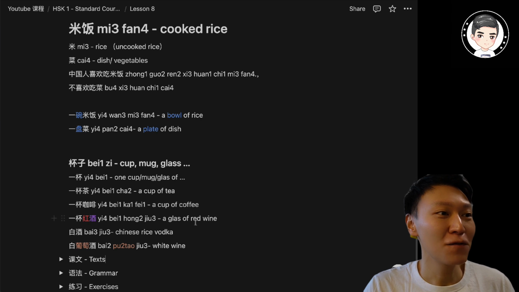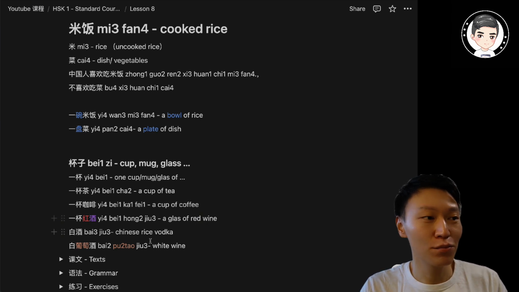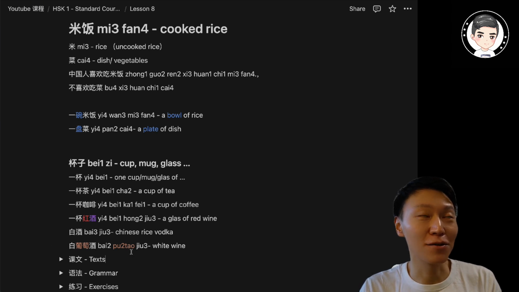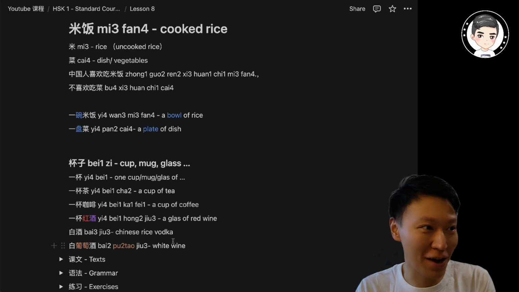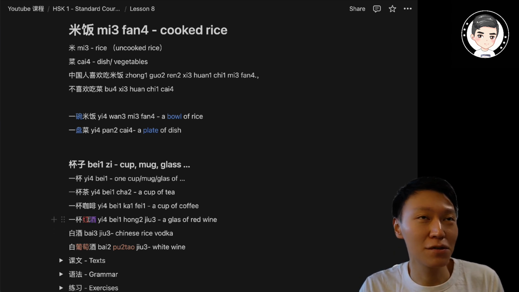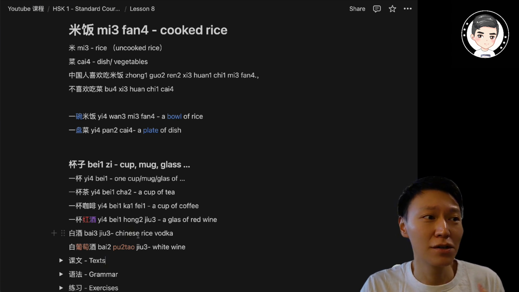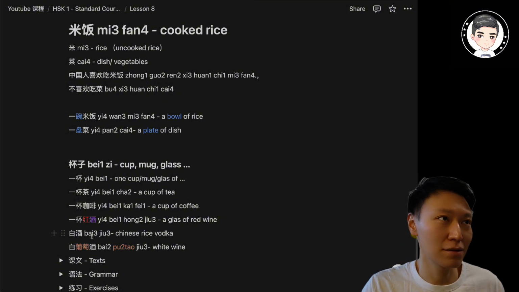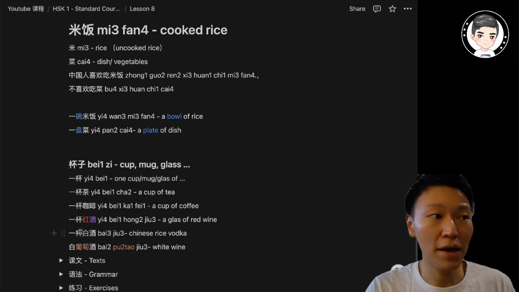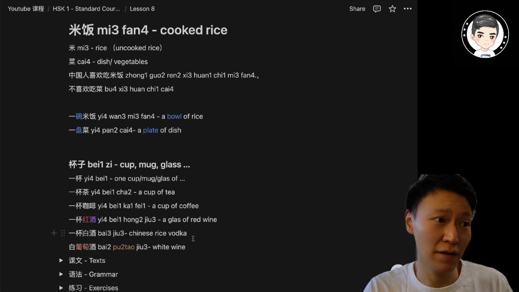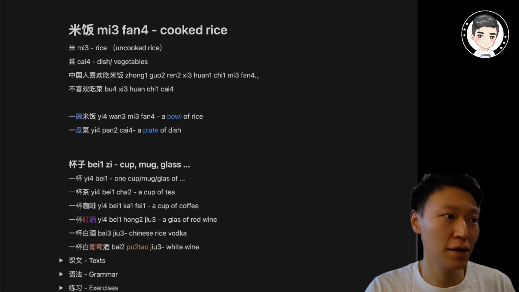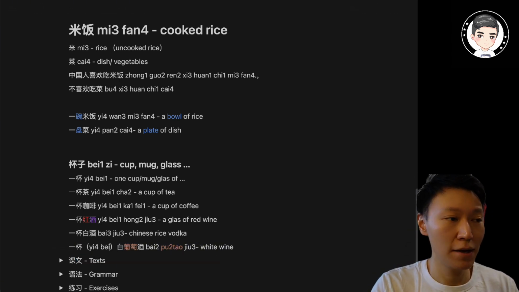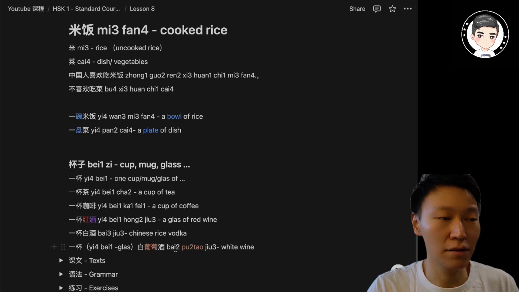And of course, the full name of red wine should be 红葡萄酒. Red wine, red grape wine. When we say 红酒, it only refers to red wine. But when we say 白酒, it refers to Chinese rice vodka. That is why when we want to talk about white wine, you have to say 白葡萄酒. You cannot say 白酒 because 白酒 is a totally different thing. So you can say 一杯白酒, which means a glass of Chinese rice vodka. Or you can also say 一杯白葡萄酒, which means a glass of white wine.